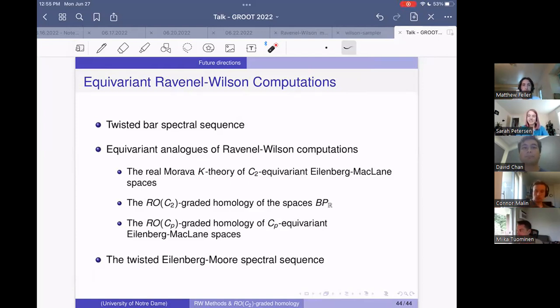Are there any questions? I have a question. Yes. So if you take, I guess HF2 is a ring spectrum, but it's in G-spectra.